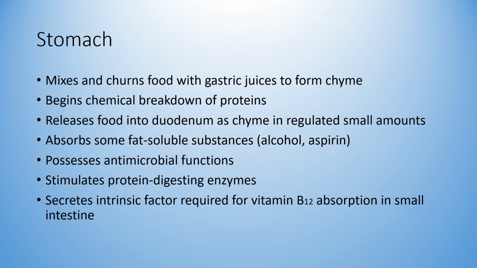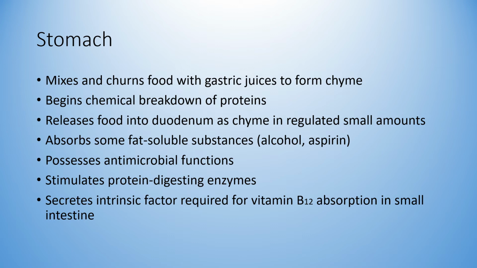Once the bolus reaches the stomach, it's going to be mixed with the gastric juices, and this churning and mixing, as the bolus mixes with all those gastric juices, is going to form what we call chyme. This is now going to begin the chemical breakdown of protein.